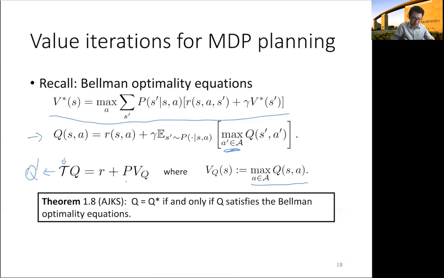It can be shown using a lot of things we've already covered. Feel free to read the proof of this theorem. It will be very easy to read now. Q is equal to Q star if and only if this Q satisfies the Bellman optimality equations.